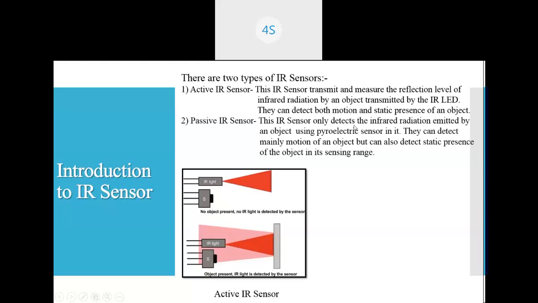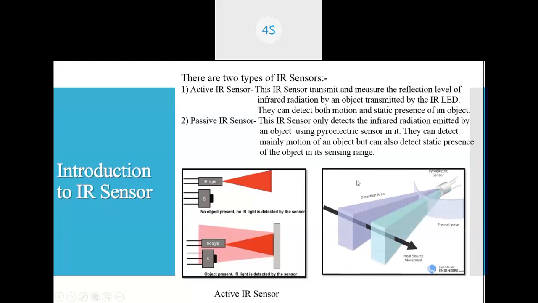Passive IR sensor. A passive IR sensor can only detect the infrared radiation emitted by the object using the pyroelectric sensor in it. They mainly detect the motion of an object, but can also detect the static presence of the object in its sensing rays.